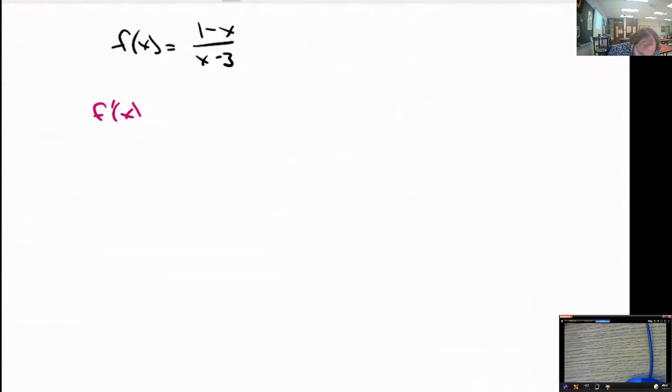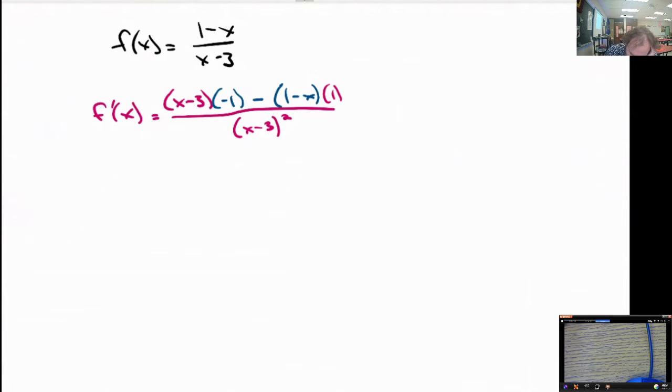So for the first derivative, we're going to need to use the quotient rule. That is the original bottom times the derivative of the top, which is negative 1, minus the original top, 1 minus x, times the derivative of the bottom, which is positive 1. And that is all over x minus 3 squared. And if we shake this out and think about it algebraically, that's going to be a negative x plus a 3 minus a 1 plus an x.